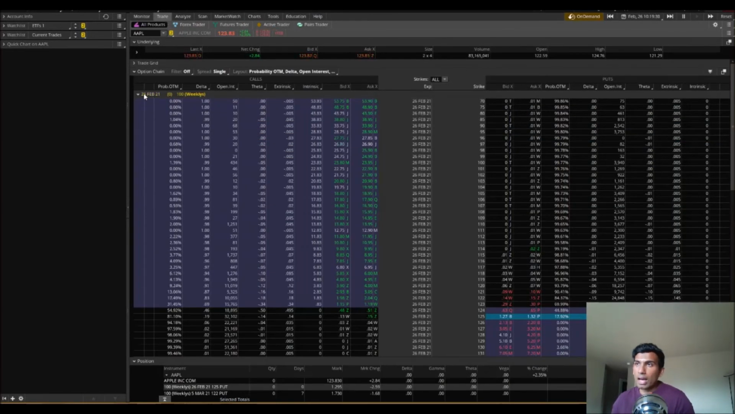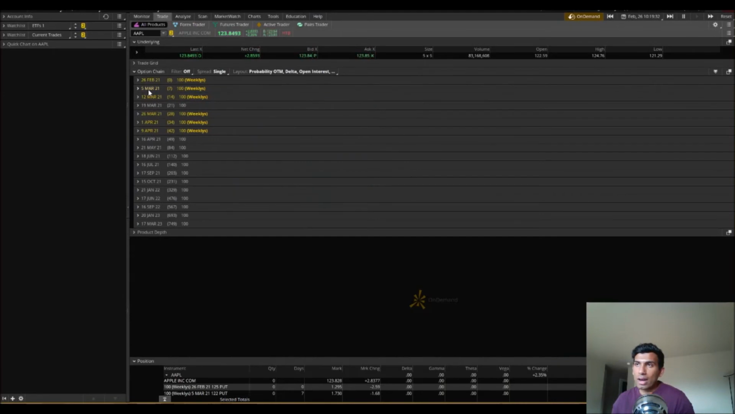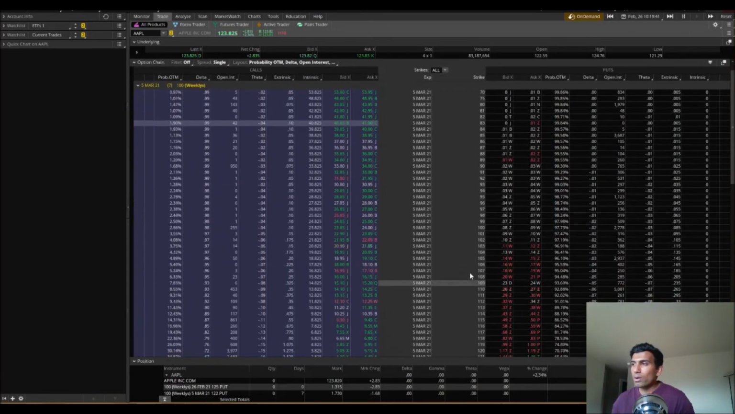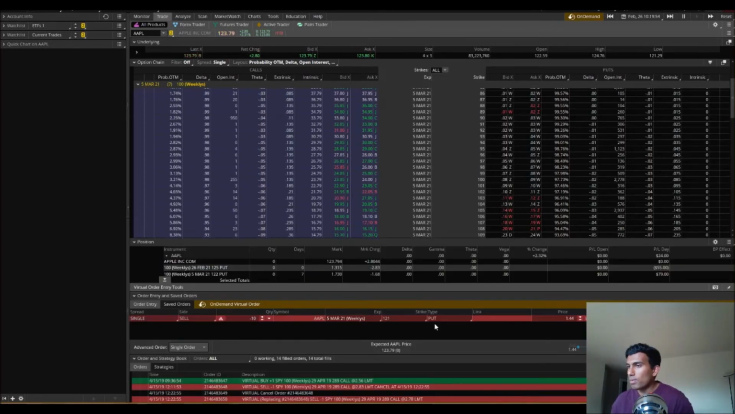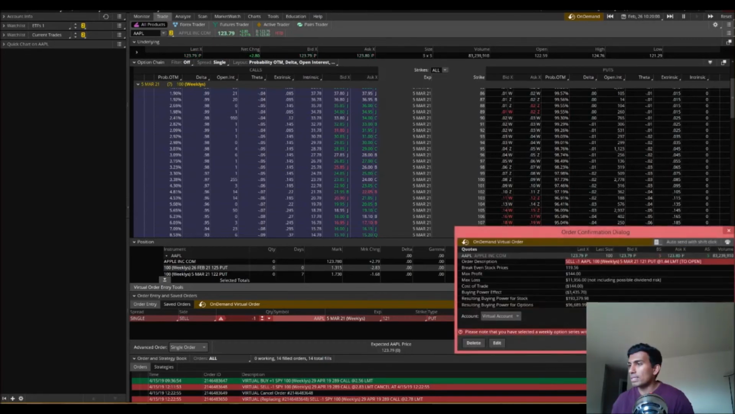In my case, I'm going to roll both down and out. Rolling out means going to a farther expiration, so the following Friday. And rolling down means I'm going lower than the 125 strike that I had originally sold, and I'm going to go down to 121. I'm going to click sell and switch this to a quantity of -1, so I'm only selling one contract, and then I'm going to hit send.